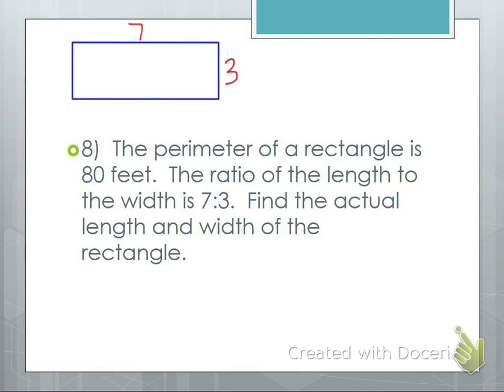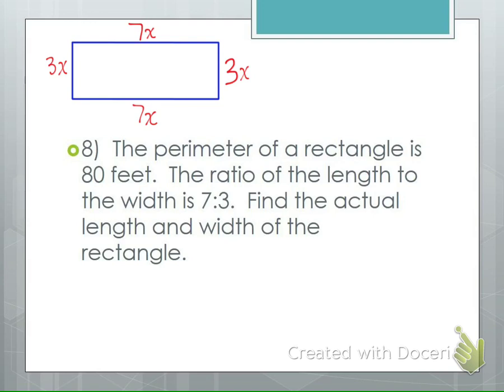Now, based on the last problem, what do you think I want to put by the 7 and the 3? X. An x. We've got to remember that it's not just 7 and 3. It's 7 times something and 3 times that same thing. In order to talk about perimeter, it might be helpful to label all your sides. So what's the bottom side going to get labeled? 7x, same as the top side. And what about the left side? 3x.